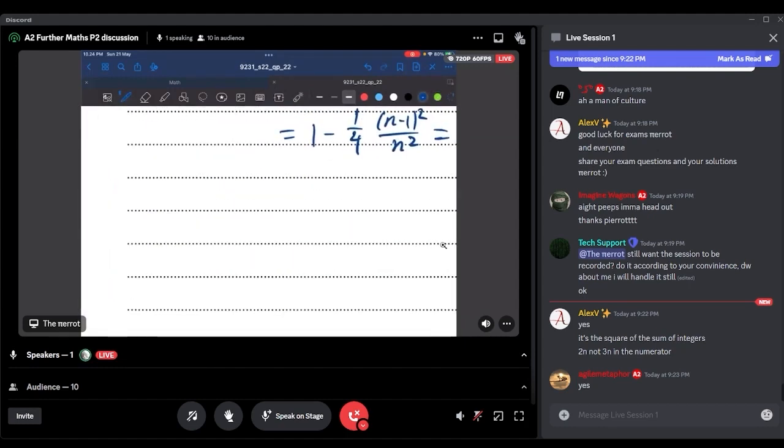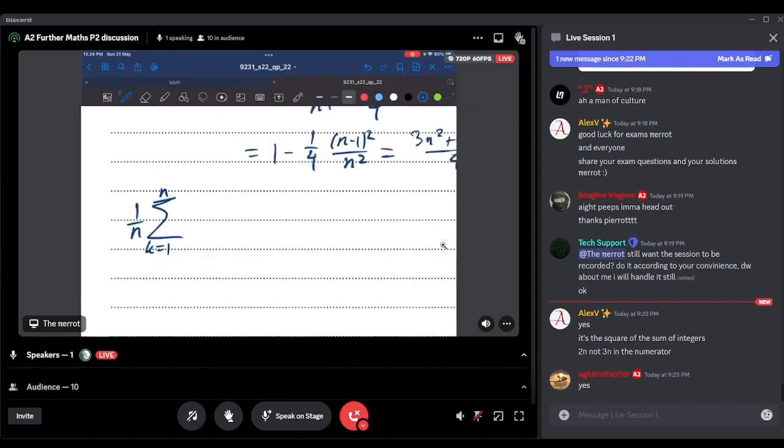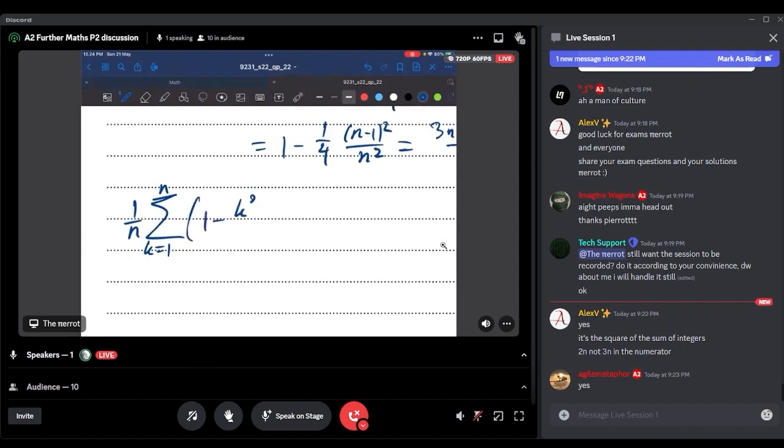The width is 1 over n, so I can just put it out. They all have uniform width. And the height is just the same, k cubed over n cubed. And you simplify this and you get your answer, okay? Just use the same identity. It's basically almost the same method. All right, bye-bye.